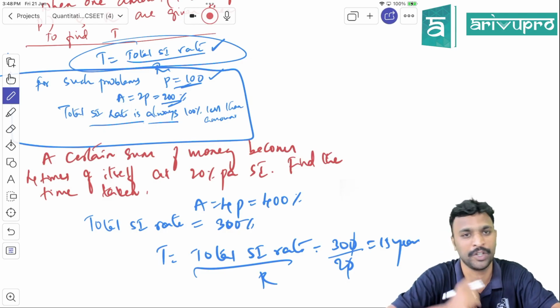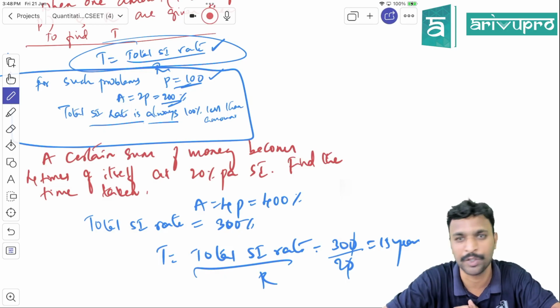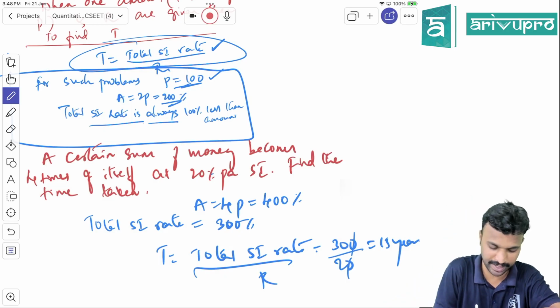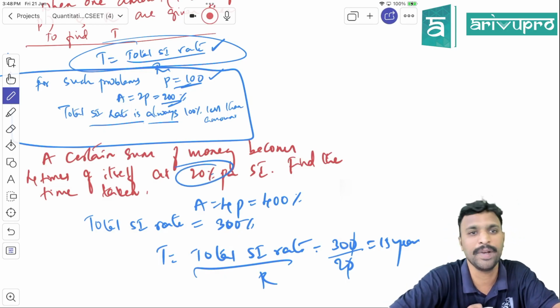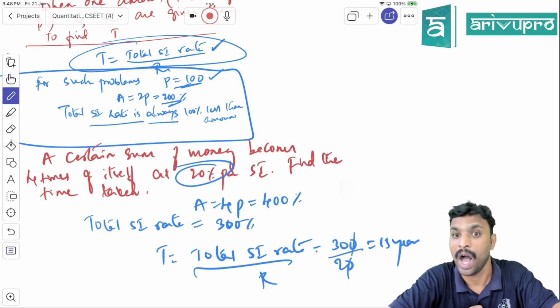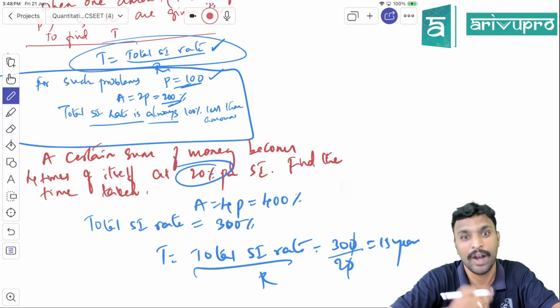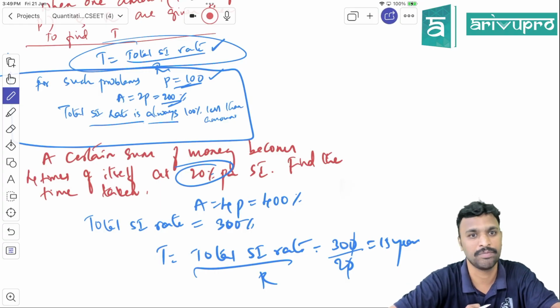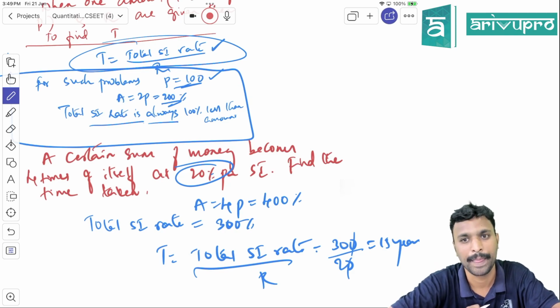So what should you take? Not 400, 300 you should take, divided by whatever the rate of interest they give you. 300 by 20, zero cancel. 30 by 2 is 15. Amount is 400, total SI is 100% less, which means 300. Got it? We'll solve some practice questions on this simple interest.